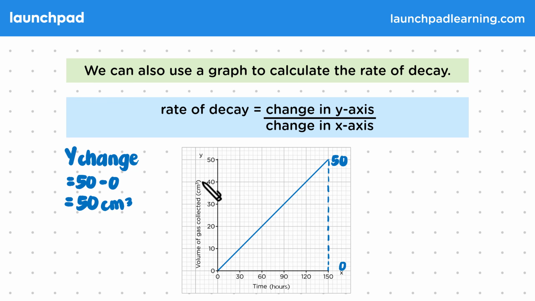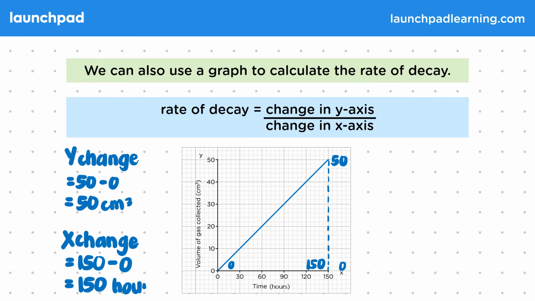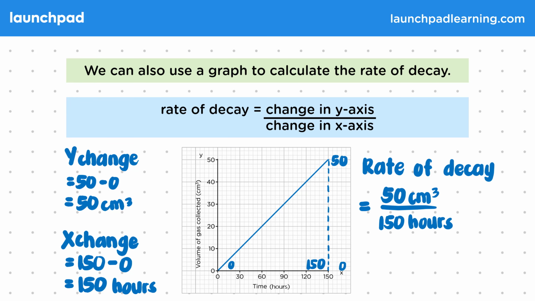Make sure that you get the correct units when working out these changes. Now let's work out the change on the x-axis. So at this point on the x-axis, we can see that the value is 150 hours. Like with the change in y, we need to take away where the line ends from where it begins. This is 150 minus 0. This gives a value of 150 hours. You can see that the units on the x-axis are hours. Therefore, the rate of decay is going to be equal to 50 centimeters cubed divided by 150 hours. If you run this through a calculator, you get a value of 0.33 recurring centimeters cubed per hour.